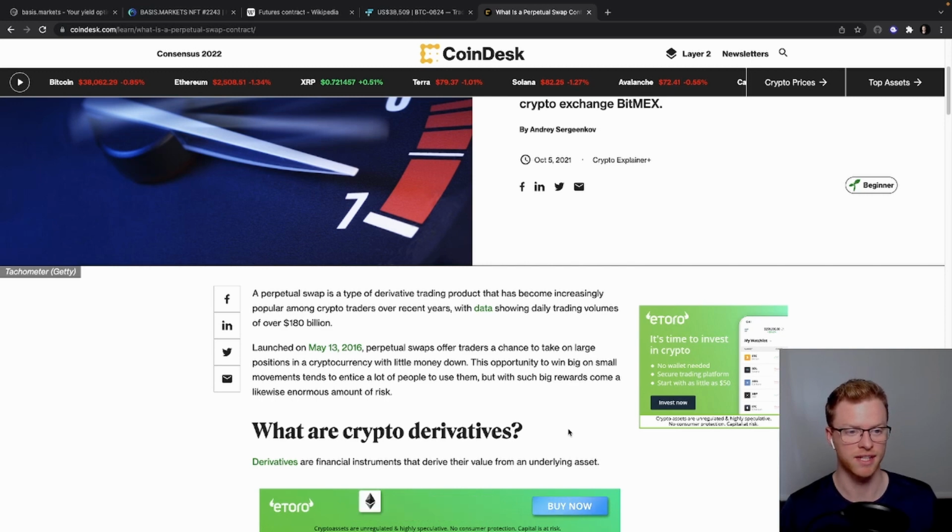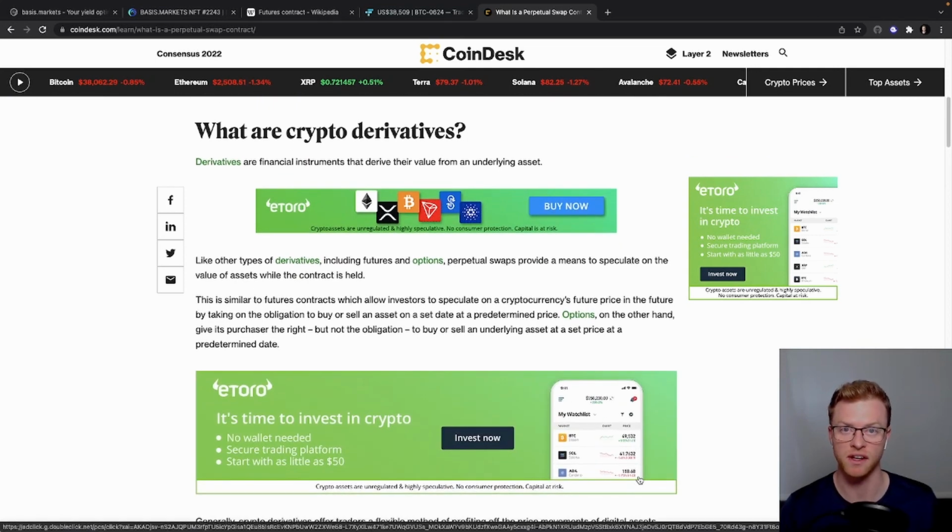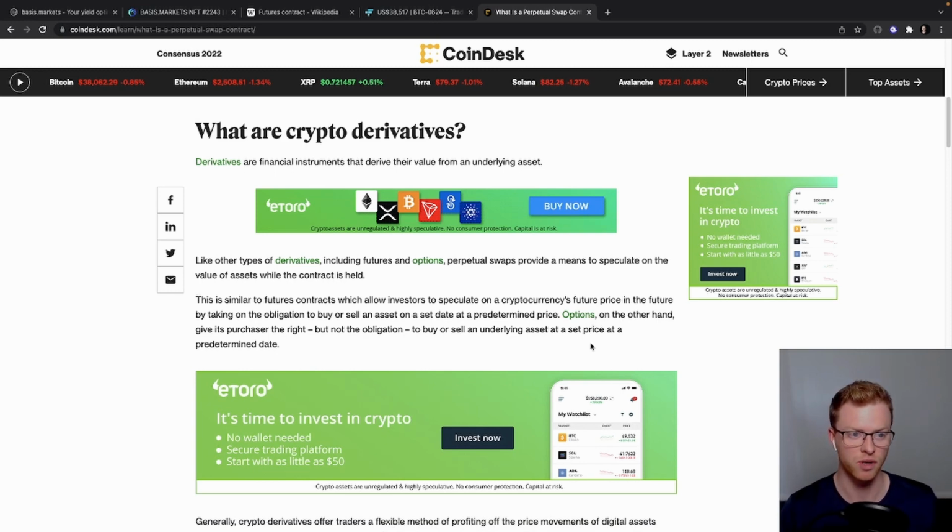They offer traders a chance to take on large positions in cryptocurrency with little money down, meaning leverage. This opportunity to win big on small movements tends to entice a lot of people, a lot of volume. With such big rewards, obviously there comes a big risk. Perpetual futures, like we spoke about in the first video, use the funding mechanism to incentivize both sides of the trade. And that's where we make our basis or our yield on our position, by being delta neutral and accumulating the premium, or the cream on top of those positions.